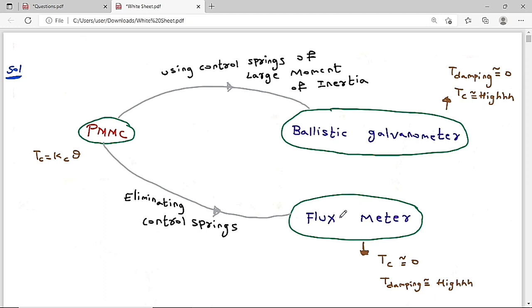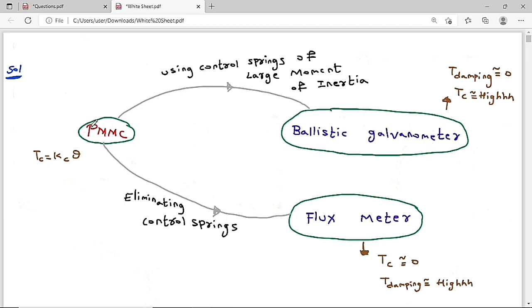Whereas the flux meter is a device used to measure the magnetic flux of a permanent magnet. It works on the principle of Faraday's law. In this flux meter, we should have a very low controlling torque, whereas the damping torque is very high. So you can see both are of quite opposite nature. Here the controlling torque is very high while damping is nearly zero, but in the flux meter it is the reverse.